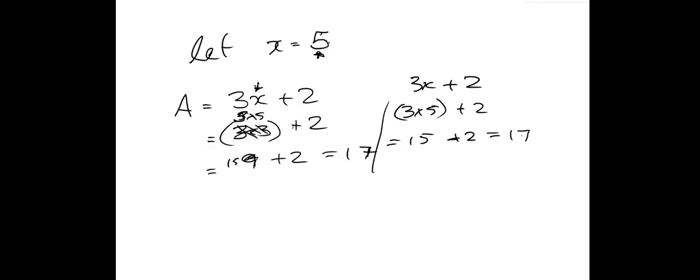Maybe I'll rewrite that a bit clearer. So now 3x plus 2, 3 times 5, now because x is 5, plus 2 is equal to 15 plus 2, which is 17. And that's basically what substitution is. It's taking, if I say let the variable be some number, wherever we see that variable, we're just going to cut and paste 5 in its place.